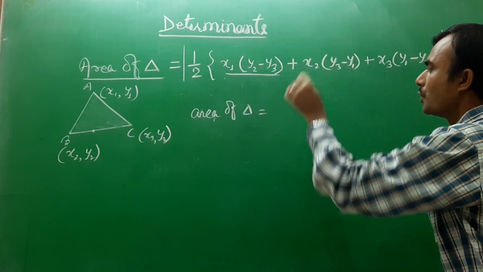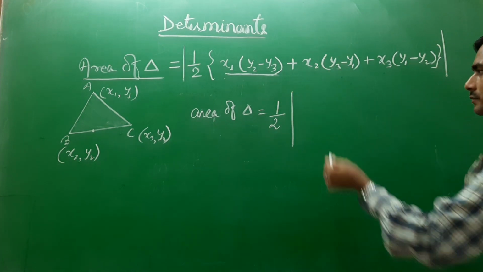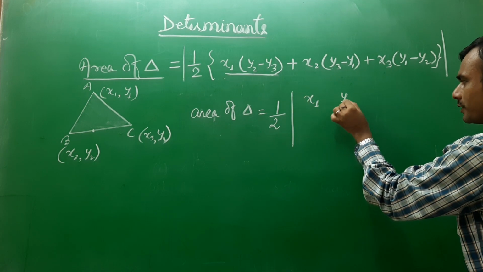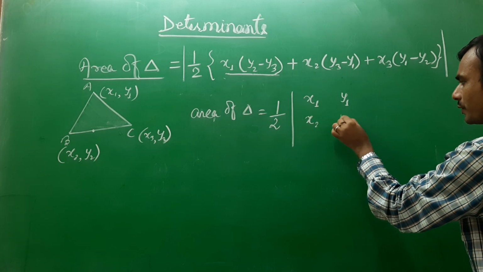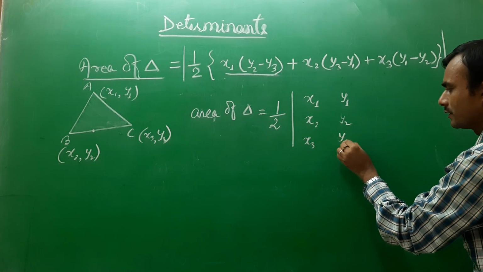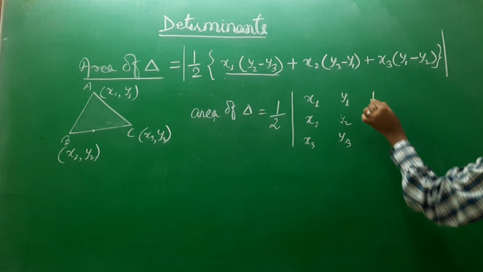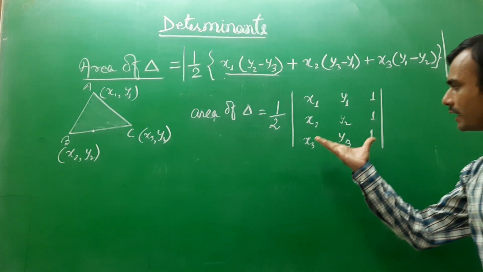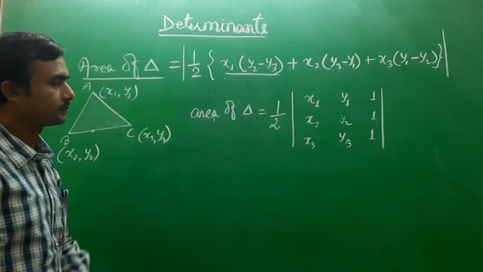The same thing we can write as: x1 y1, this is the first vertex. In the second row x2 y2, and in the third row x3 y3. Now in the third column 1, 1, 1. This value will be the same as what we studied in coordinate geometry.